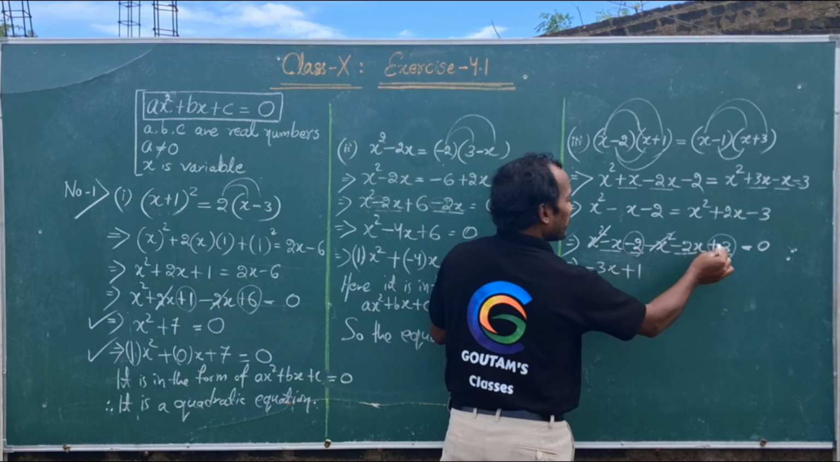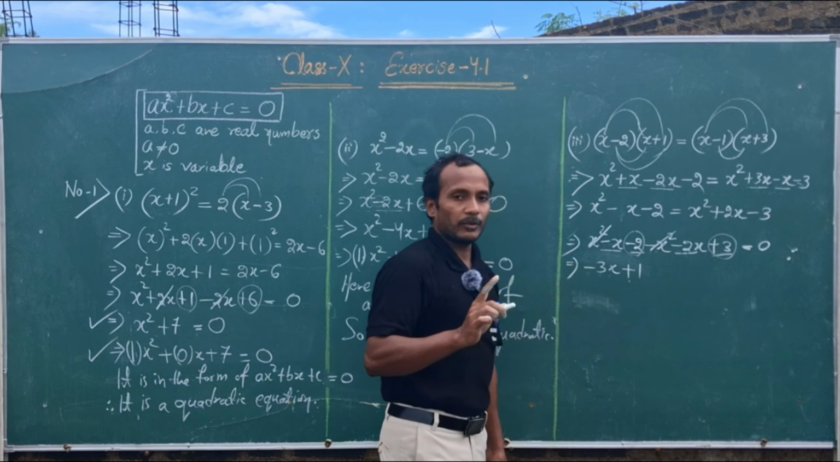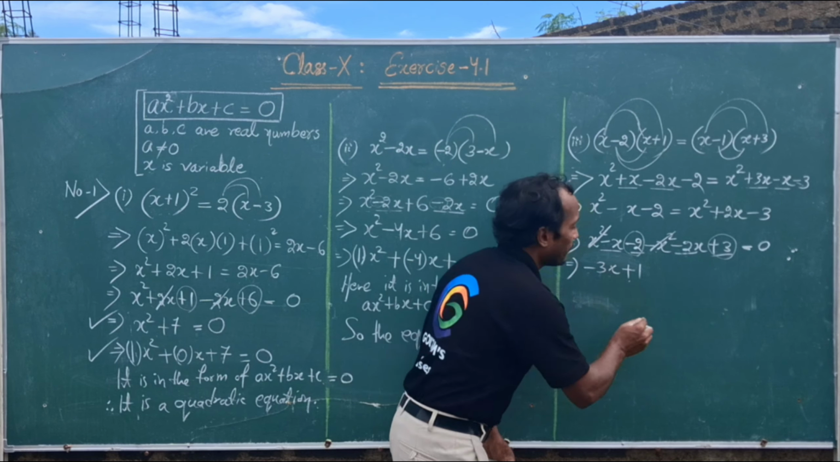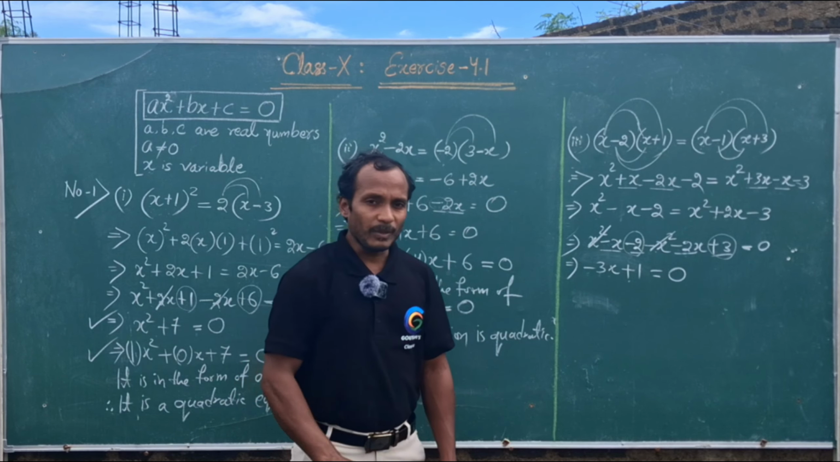Opposite symbols are there, that's why I have to keep the symbol of the bigger, which means plus, and the difference of 3 and 2 is 1. So I have plus 1. Now it equals 0. This is the simplified step here.